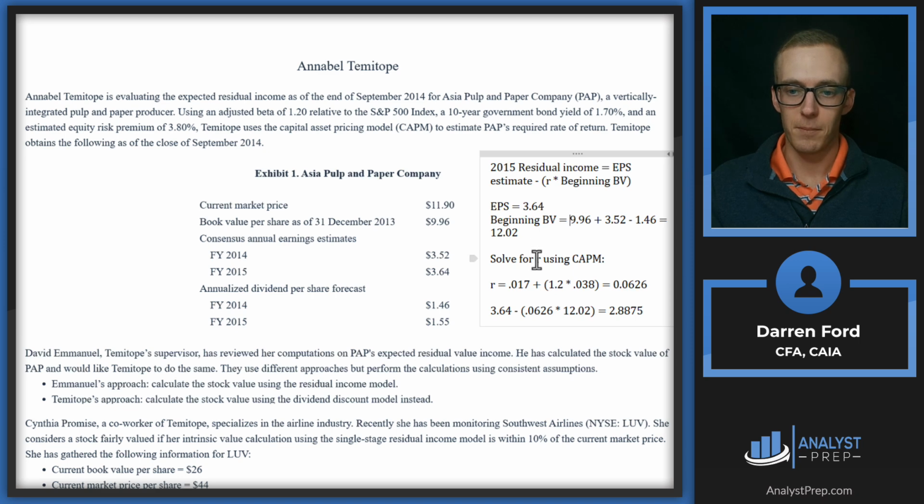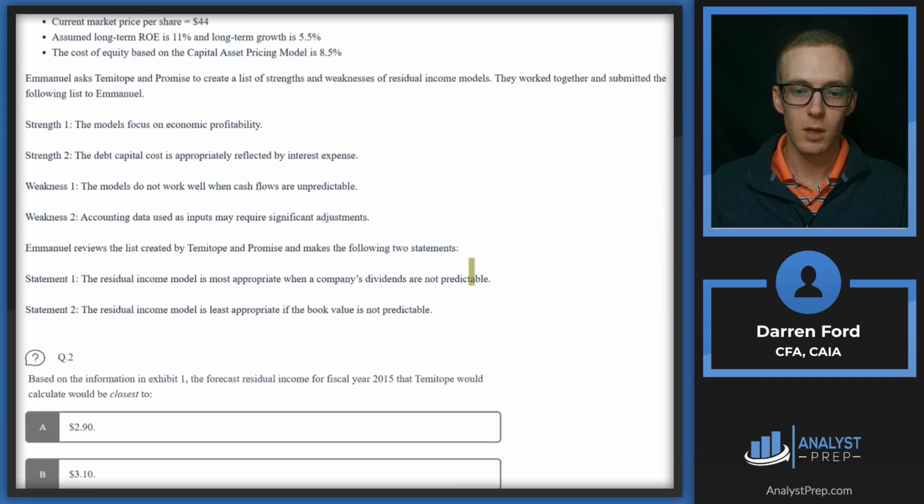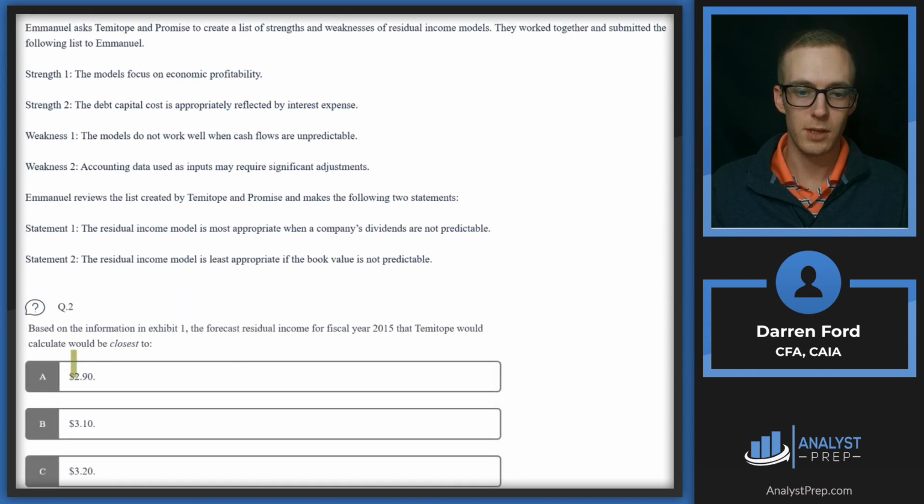Lastly, we just need to solve for R, which we're going to do using the CAPM formula. We're given the equity risk premium of 3.8, and we're given the risk-free rate as well as the beta. And so we can plug those all right in, get our R of 0.0626. This is going to be their cost of capital. Plugging all those numbers in down here brings us to 2.8875. So this is that residual income number, the income left over after accounting for that cost of capital. And so these are all rounded, so we'll go with answer A, $2.90.